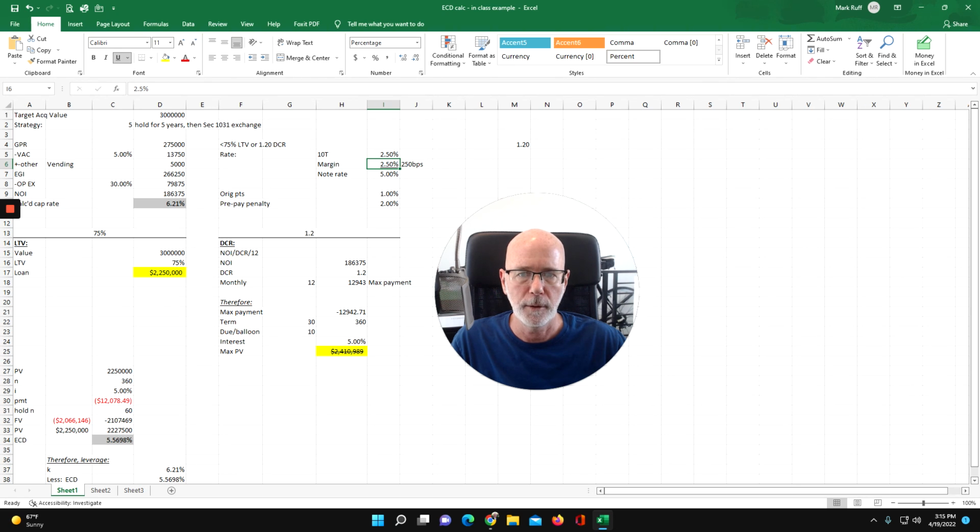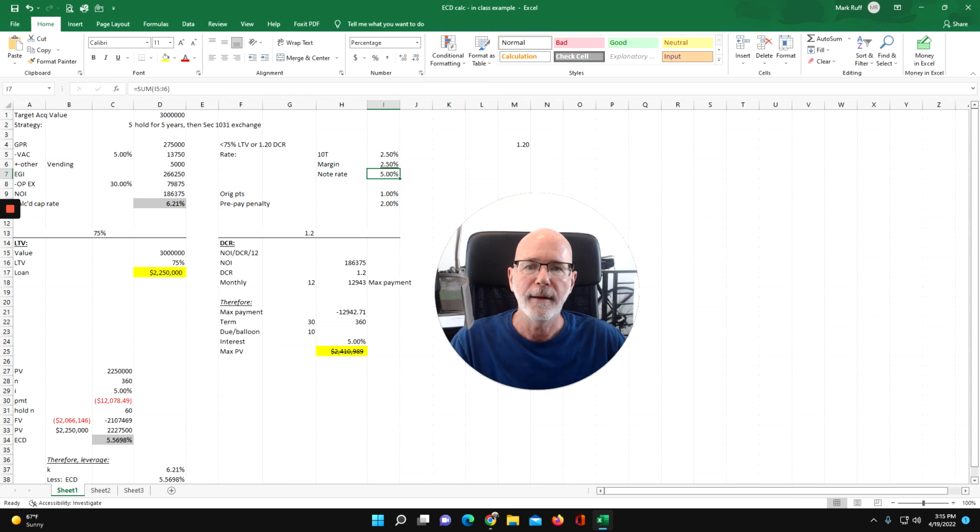2.50%. Okay? When we add these two together, we then get 5%. That will now be the note rate. The note rate is the interest rate on which the payment will be based. Okay? So now, we know as well that the origination points in the fact pattern are 1%.